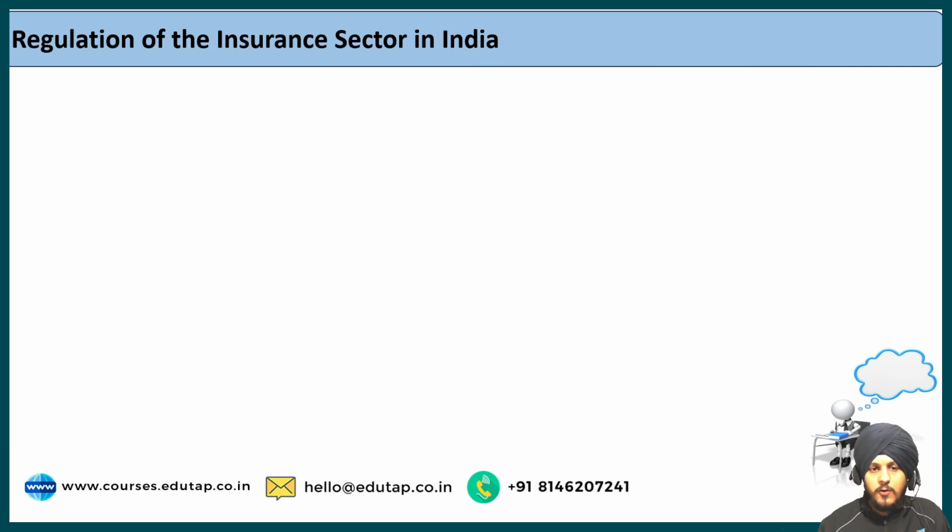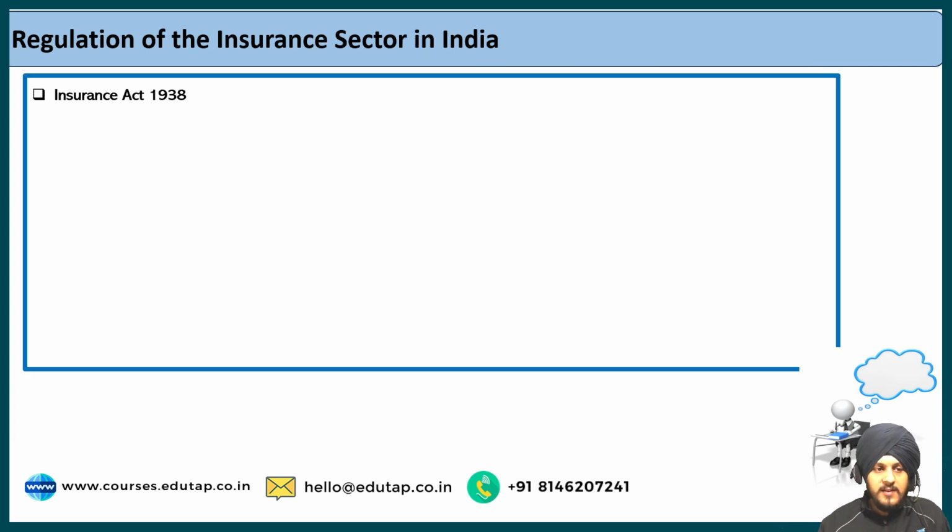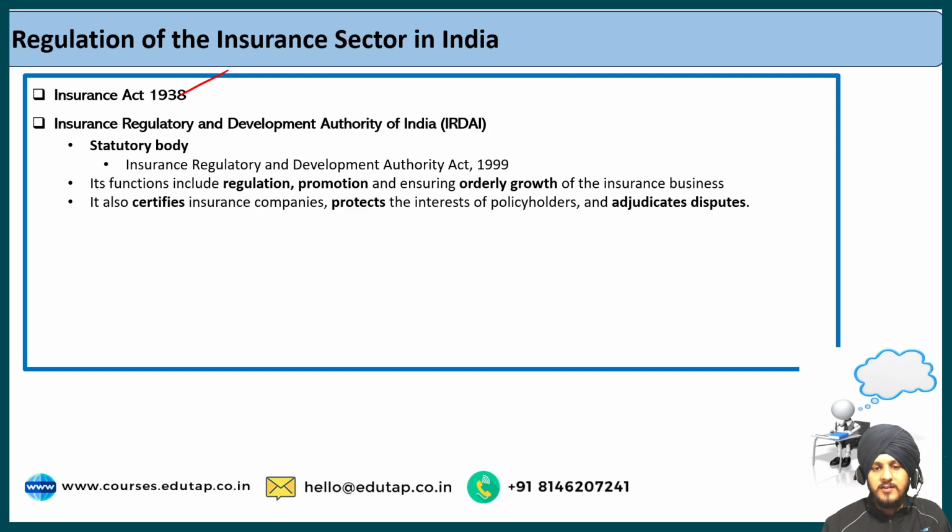Now the regulation of the insurance sector in India. The law that regulates the insurance sector in India is the Insurance Act of 1938, and the statutory body that regulates the insurance sector is the IRDAI, the Insurance Regulatory and Development Authority of India, which was formed under the IRDAI Act 1999. This body regulates and promotes the growth of insurance businesses in India, and it also certifies insurance companies, protects the interest of policyholders, and adjudicates disputes. So these are the functions of the IRDAI.